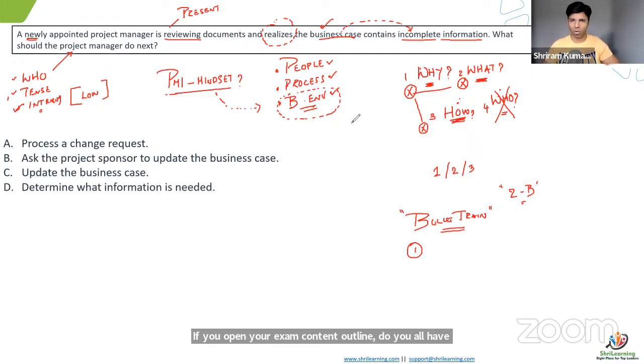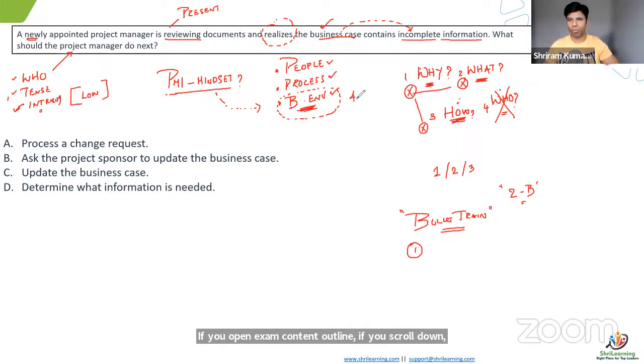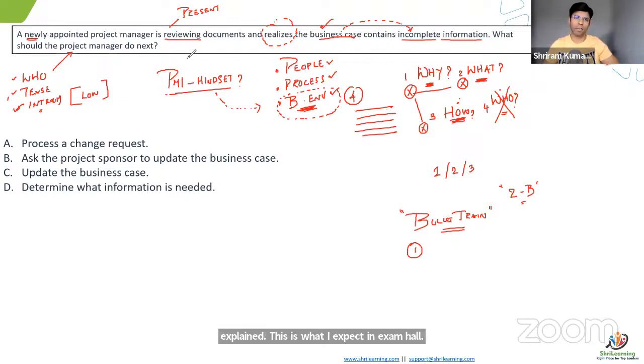If you open the exam content outline and scroll down, the third domain is business environment, for which there could be 4 bullet points. In these 4 bullet points, some lines will be explained. This is what I expect in the exam hall. What they mean by that is, when I ask this kind of question, we assume that you read this domain properly. They don't care where you read it from, a Rita book, Google, or PMBOK. For them, under this exam content outline, which we call ECO, we will target certain questions in this area. Can you answer it? That's what they want.